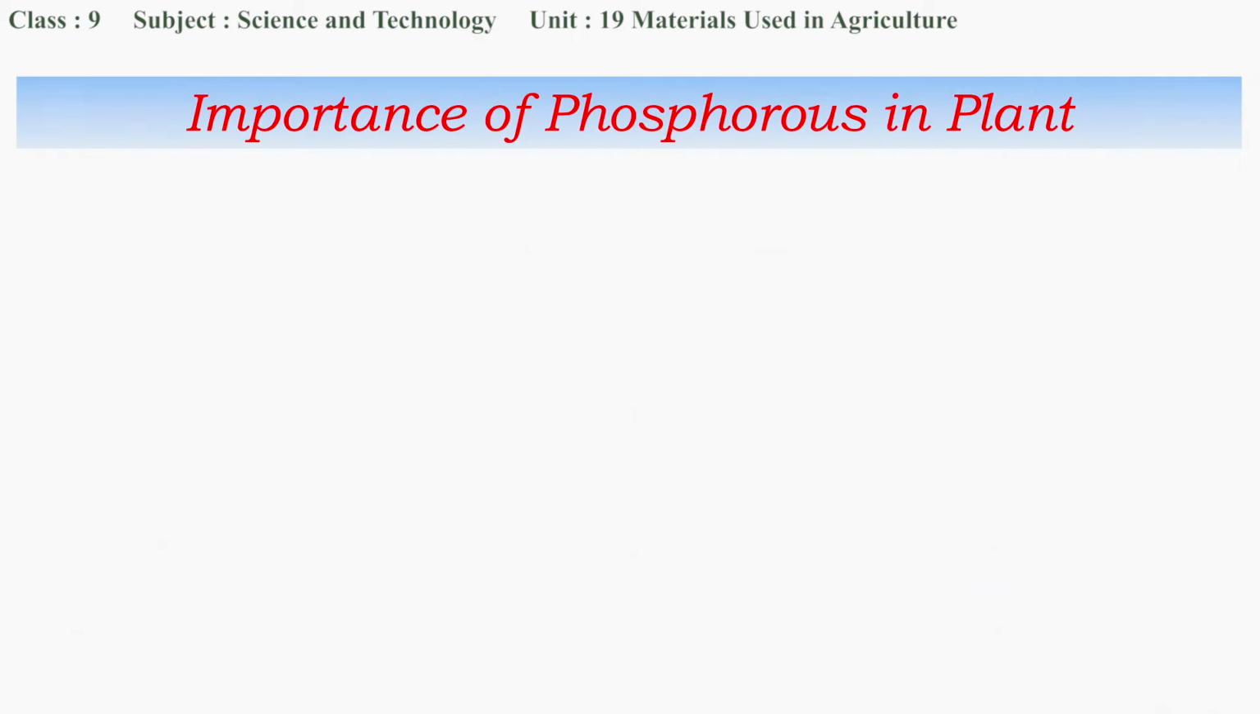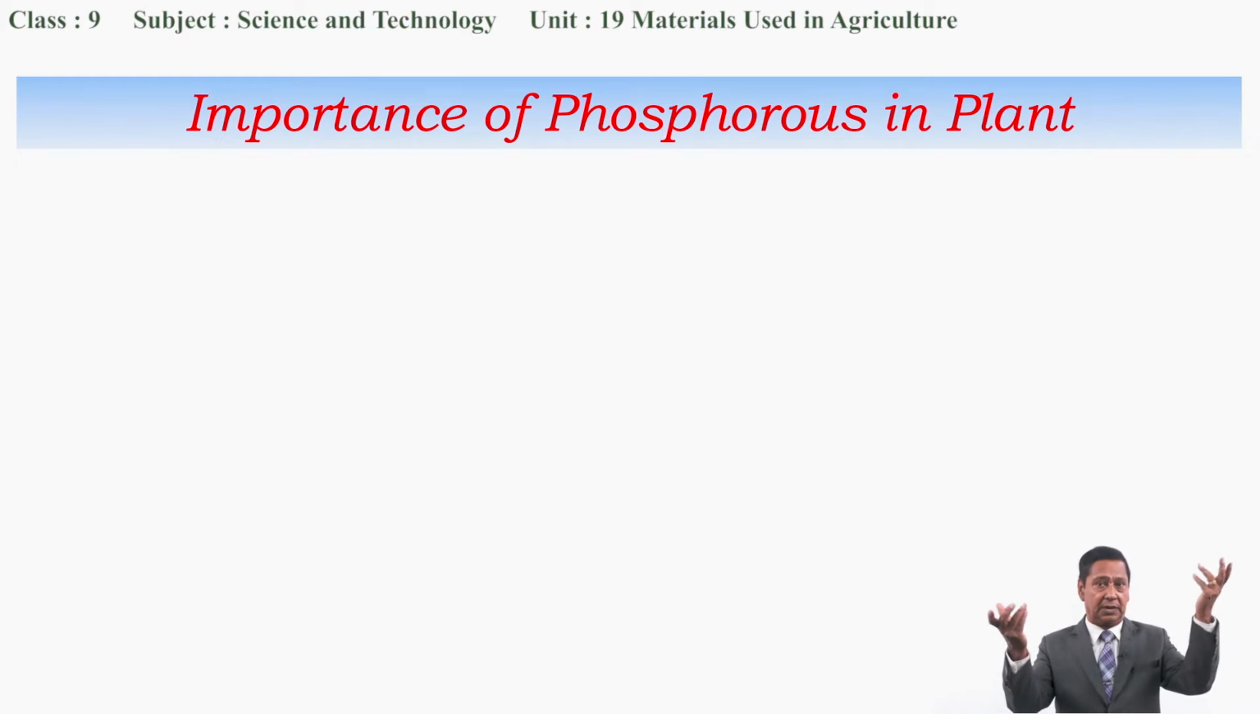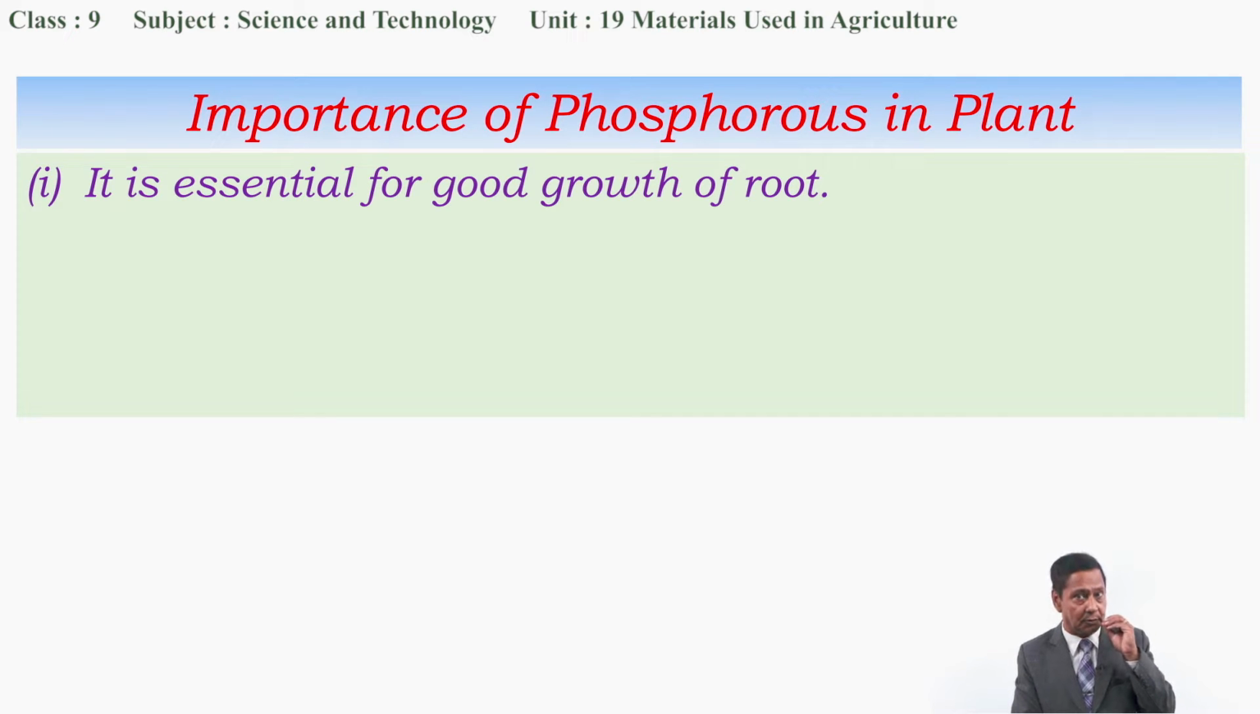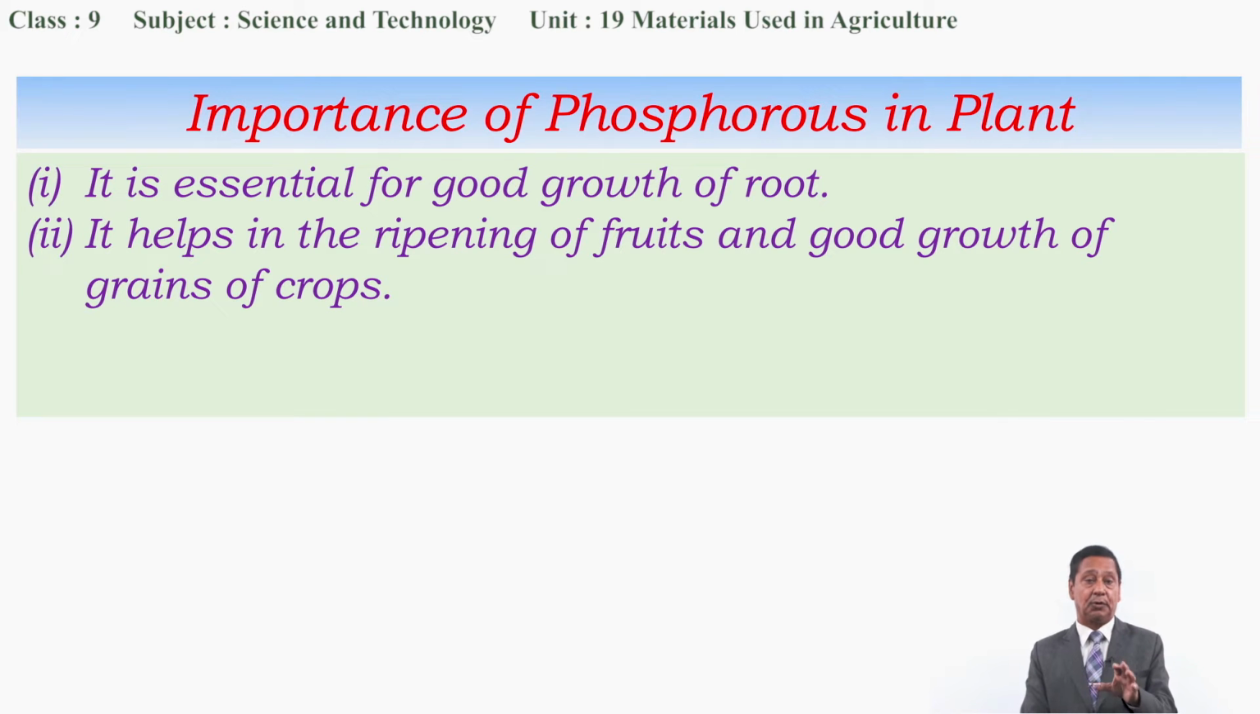Now look at this. Importance of phosphorus in plants. What is the importance? First, let's go through the importance. Number 1, it is essential for good growth of root. I told you about this. Phosphorus is actually concerned with root, and it helps in the ripening of fruits and good growth of grains of crops. These fruits won't ripen properly. It takes a very long time for ripening because of the deficiency of phosphorus. That's why phosphorus is needed for the timely ripening of the fruits.